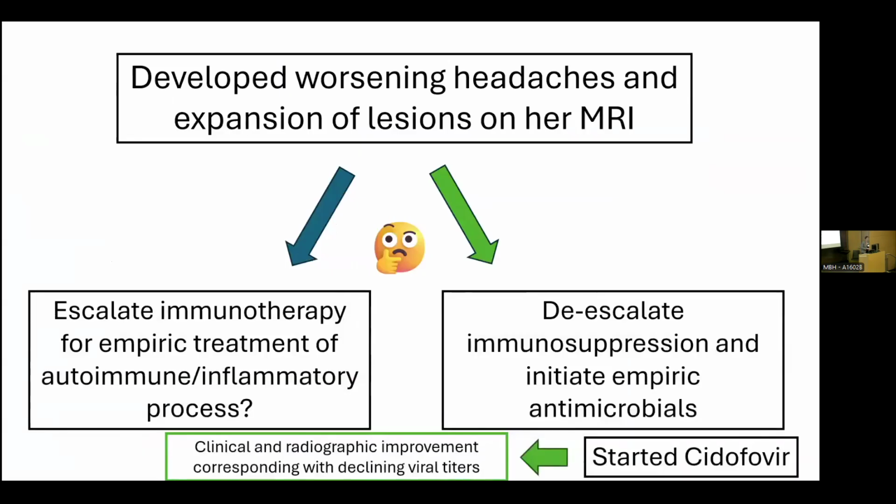And so ultimately, we went the other route and initiated cidofovir. The patient had clinical and radiographic improvement corresponding with declining viral titers. And so this is an example of how NMGS can be really utilized in the appropriate setting and how ultimately it can change patient care.